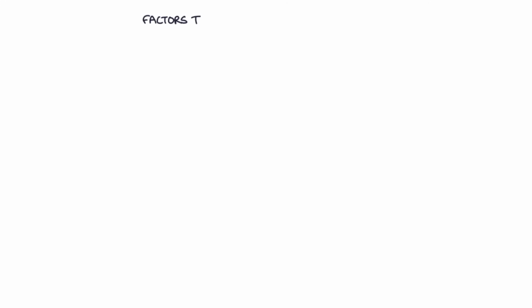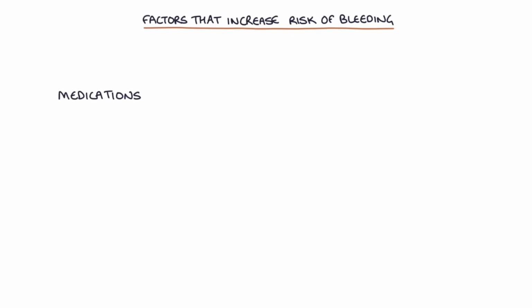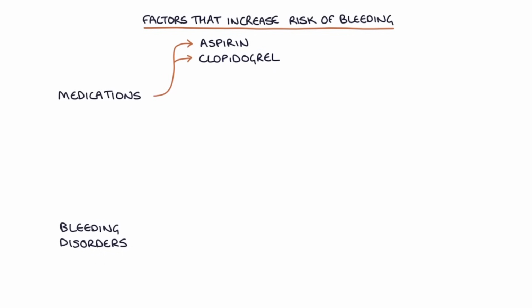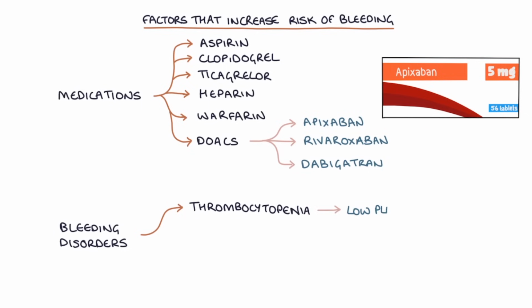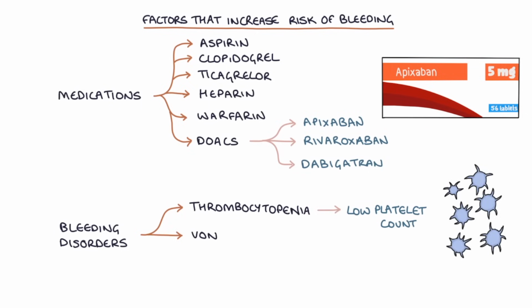Finally, I want to mention factors that increase the risk of bleeding. The 2 key things to remember that will increase the risk of bleeding, whether that's in the gastrointestinal tract or anywhere else in the body, are medications and bleeding disorders. Some examples of medications that thin the blood and make bleeding more likely are aspirin, clopidogrel, ticagrelor, heparin, warfarin, and DOACs, such as apixaban, rivaroxaban, and dabigatran. Disorders that increase the risk of bleeding include thrombocytopenia, which is a low platelet count, von Willebrand disease, and hemophilia.